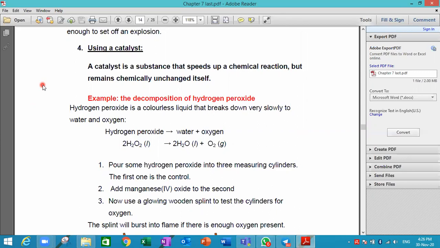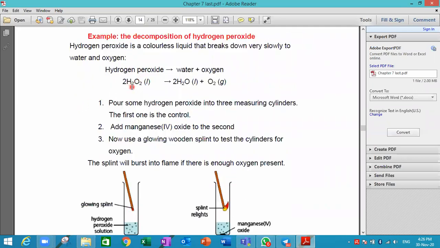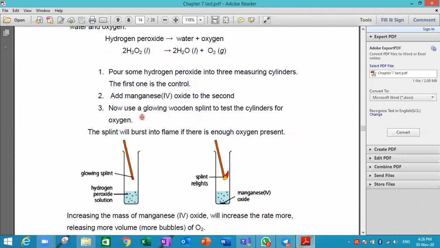Yes, excellent. So for example, if we take a reaction like this one, hydrogen peroxide by time decomposes to form water and oxygen. But if I get some hydrogen peroxide in a conical flask and I wait for this oxygen to be produced, I'm going to test whether oxygen is produced or not. So I'm going to approach a glowing splint to the reaction vessel. I will find that this glowing splint will not be relit. It will not relight. Why?